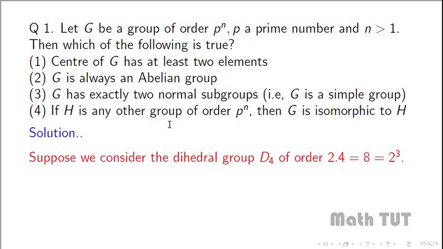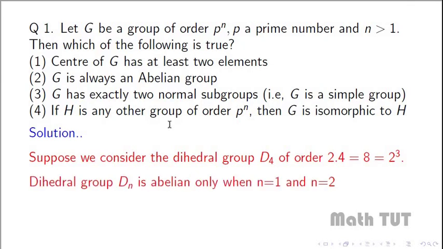So I'm trying to give you a group D4. It's basically on 8 elements, 4 reflections and 4 rotations. The interesting fact is that this will help us to solve one option from this. That is, the dihedral groups where n is greater than or equal to 3 are actually not abelian. So we can see here that when n is equal to 4, the dihedral group D4 has order 2 power 3. So it's also of the form P power some n for some prime number P. So here P is 2.